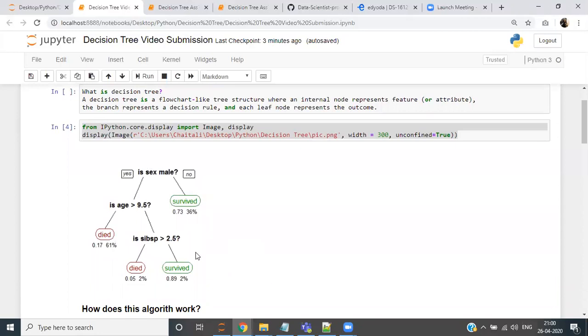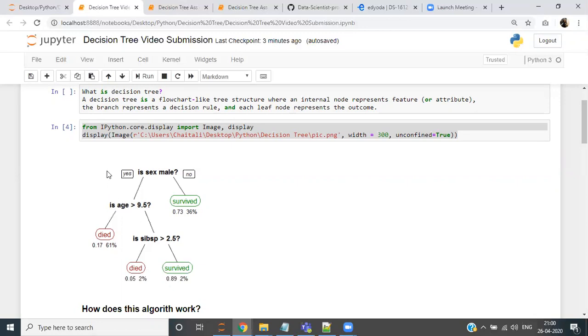In machine learning, a decision tree is a supervised learning algorithm. Most of the time, the data, the features and the target variables are generally provided. And it can be used for both regression as well as classification kinds of problems.